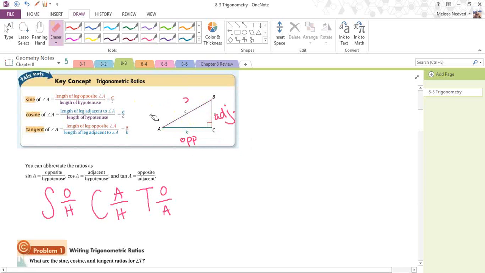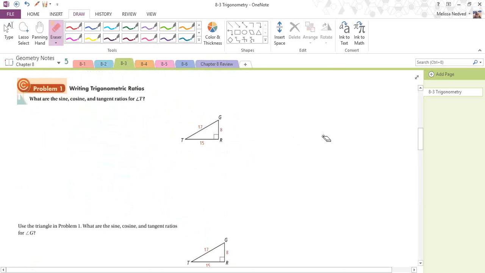This is probably a little overwhelming for you right now, and I want to erase that because it only works for B. But let's look at some examples, and hopefully it will start making a little more sense for you. Okay, because I know it's brand new. This might be the first time you ever see something completely brand new like this so far this year. So, problem 1. What are the sine, cosine, and tangent ratios for angle T?